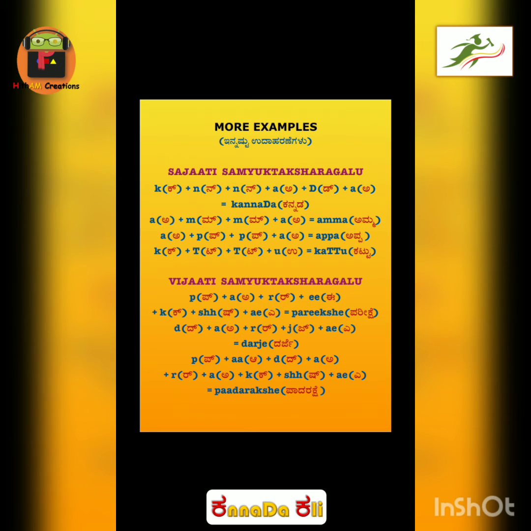So now you know the technicality, right? First you should know the alphabet and its categories, which are consonants and vowels, and then you should know syllables where consonants get combined with vowels, and the third main concept is compound letters where two different consonants get combined.